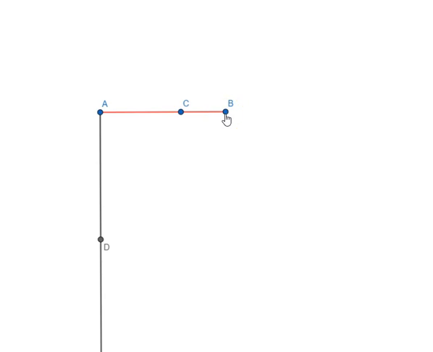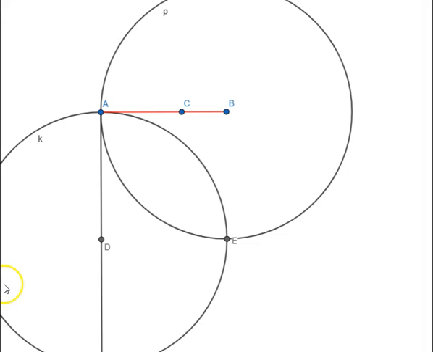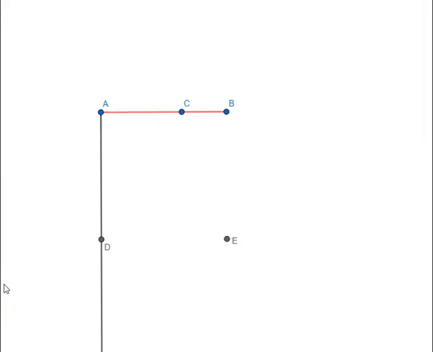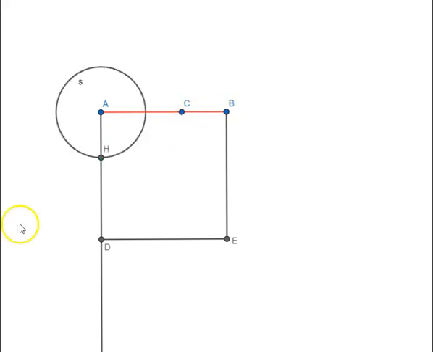At B, we have to draw a line parallel to AD. So let's draw that line. So we get this point E. Now we don't require these circles. Let's join BE and let's join DE. Now we have to cut AD in such a way that we get a line segment equal to BC. So we have got AH equal to BC.